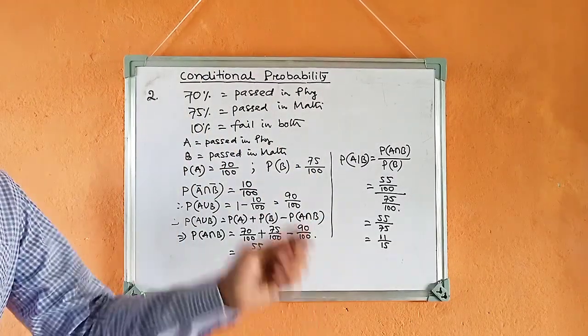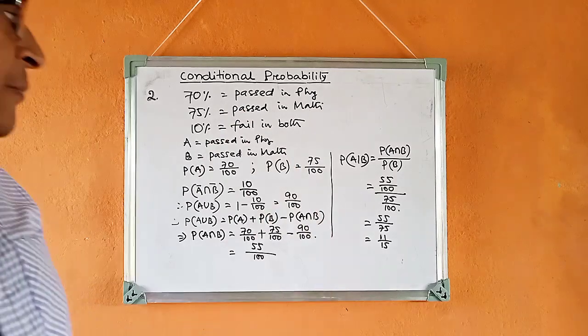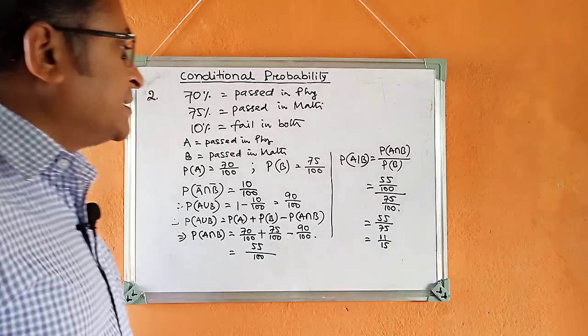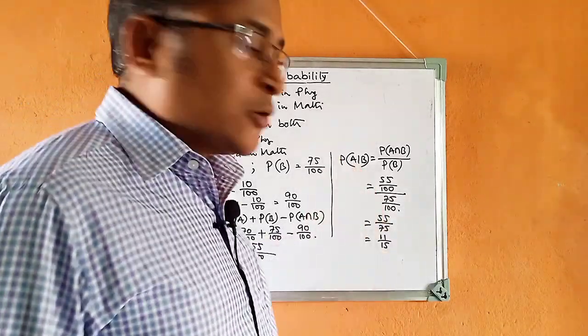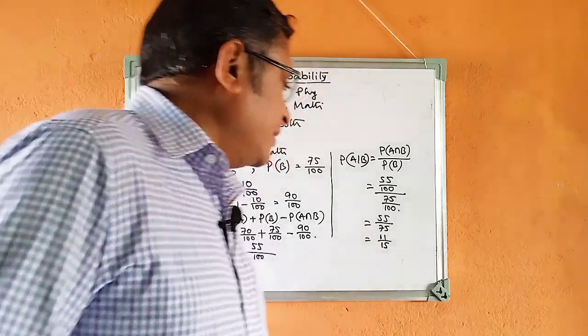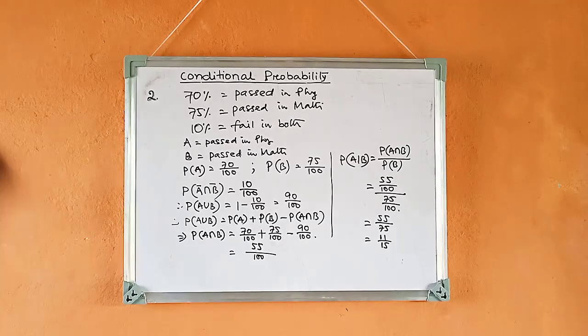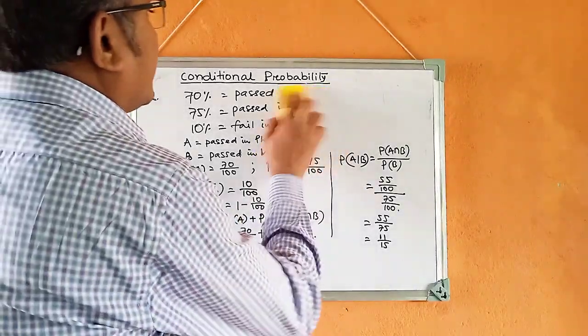So the conditional probability that a randomly picked student passed in physics given that the student passed in mathematics, P(A given B), is 11 by 15. This is the answer. Hope all of you understood. Next, come to the third example. Listen carefully.